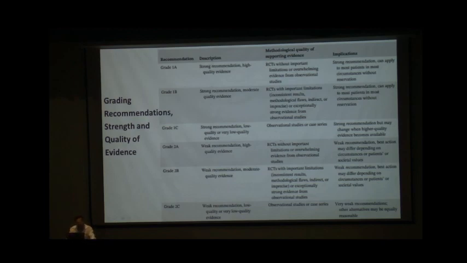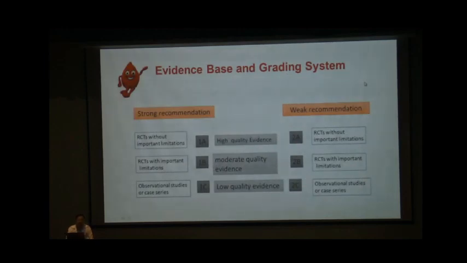Similarly for 2A, 2B, 2C. The implication is that a strong recommendation can apply to most patients. I have made it quite simpler: in strong recommendation we see 1, 1, 1, and in weak recommendation 2. If high quality evidence is there, with RCTs without important limitation, it is 1A or 2A. Moderate quality evidence is 1B and 2B, and low quality evidence is 1C and 2C.